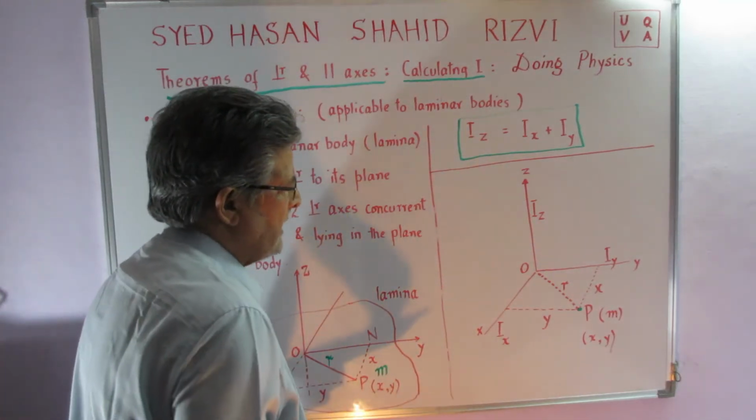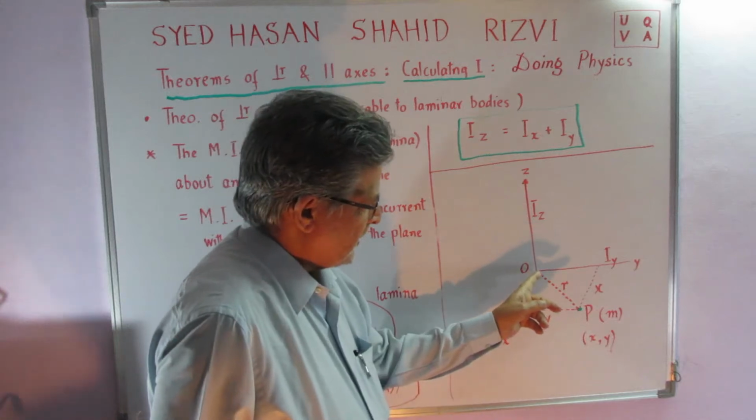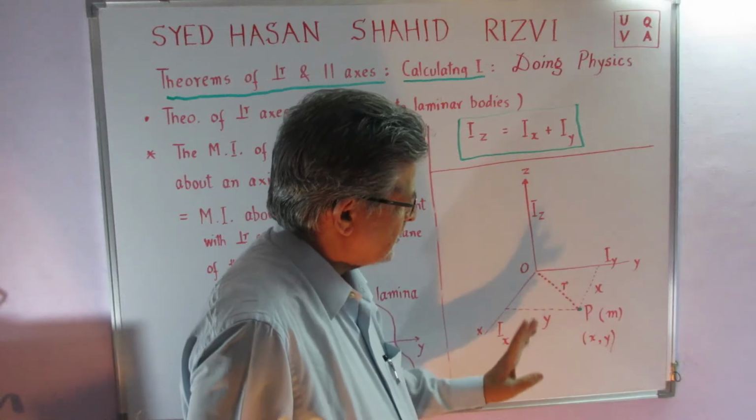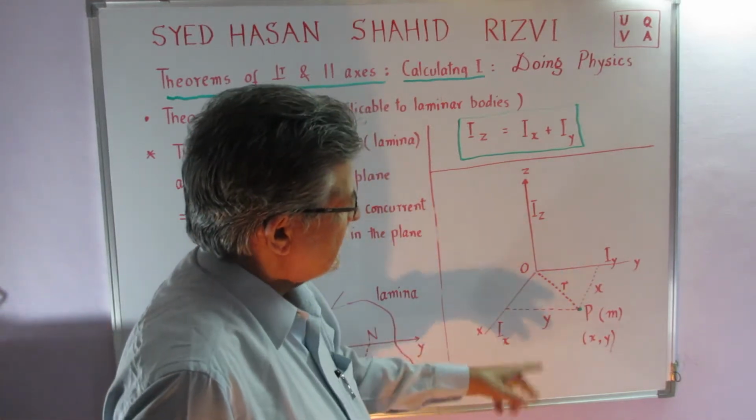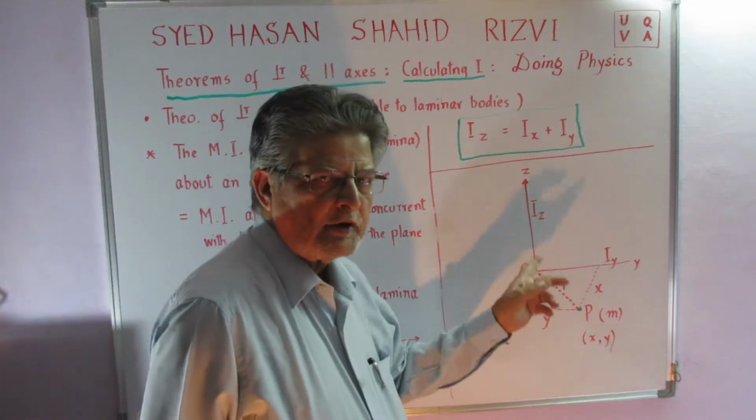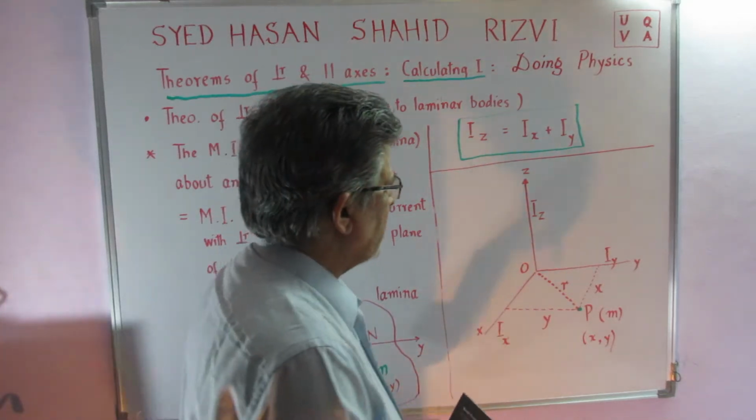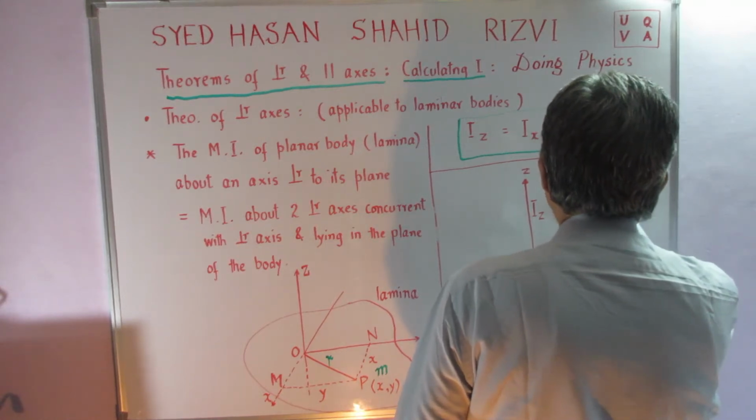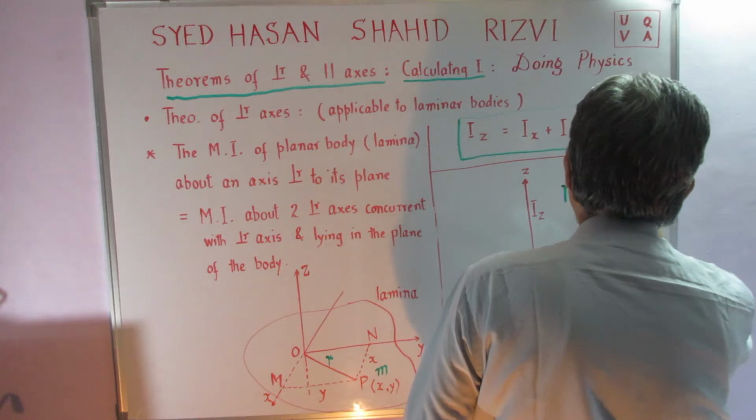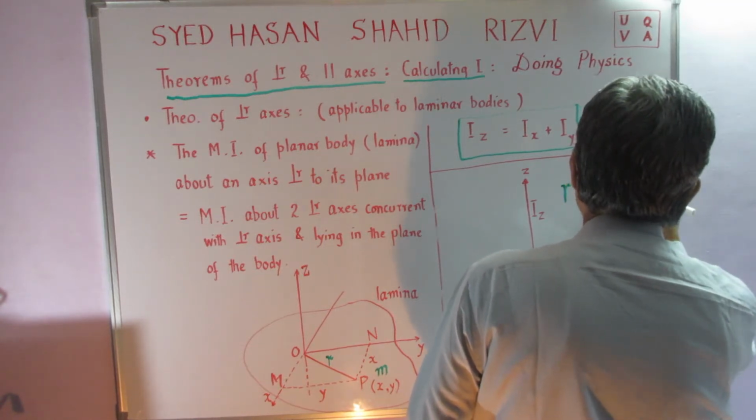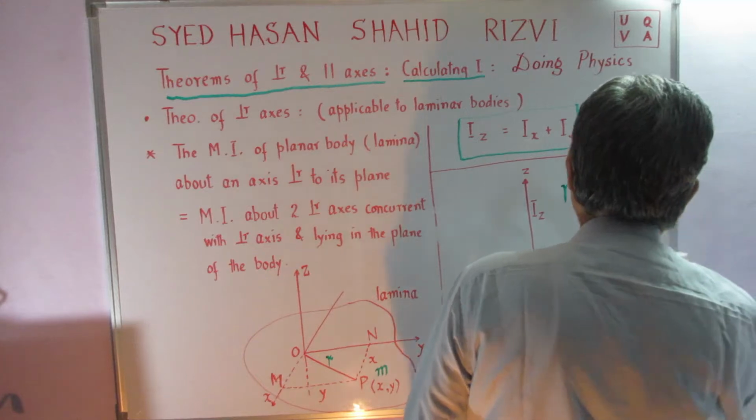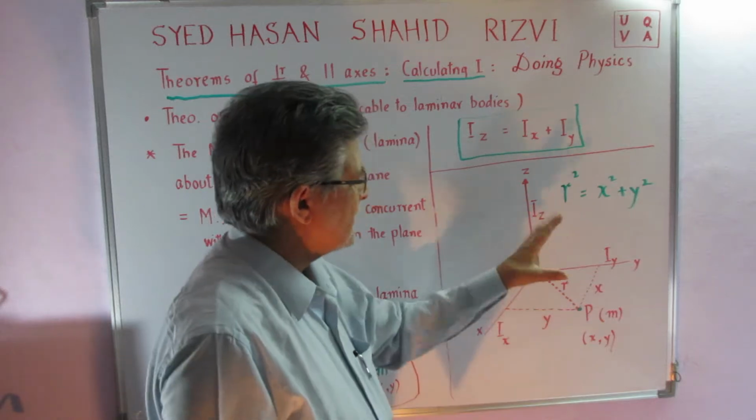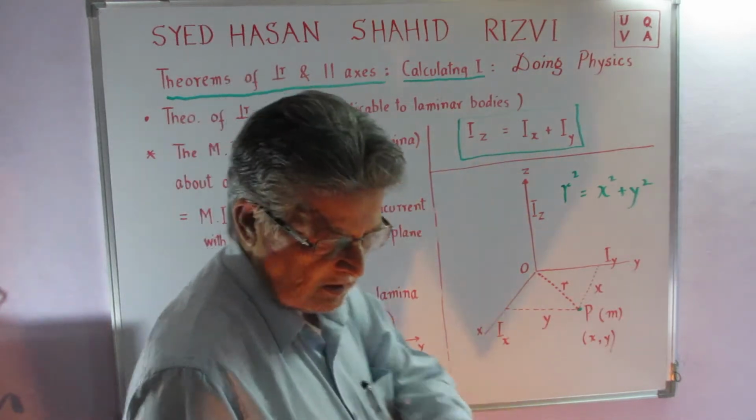Next point is that the moment of inertia about the z-axis, because the distance from here to here for the point P is r, will be equal to mr square. And r square I can write as follows: r square is equal to x square plus y square. Taking this, the value of m, etc., I can prove this theorem in the following way.